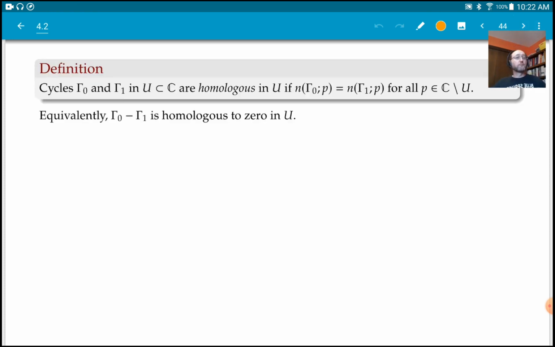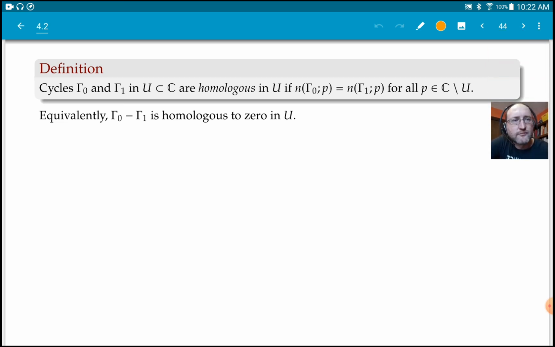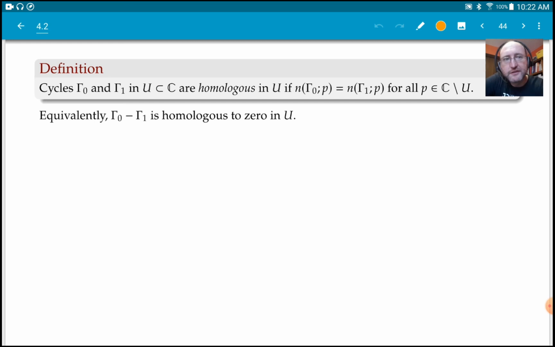All right. Now we had homologous to 0. So what about homologous to something else? Well, we can really define this equivalence class of cycles. If we have two cycles, gamma 0 and gamma 1 in U, then we'll say that they're homologous if their winding numbers around points in the complement are the same.